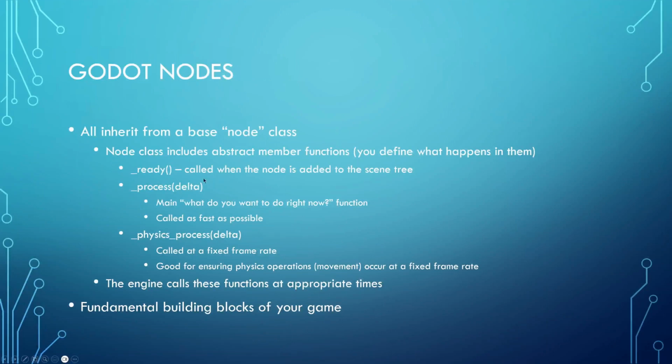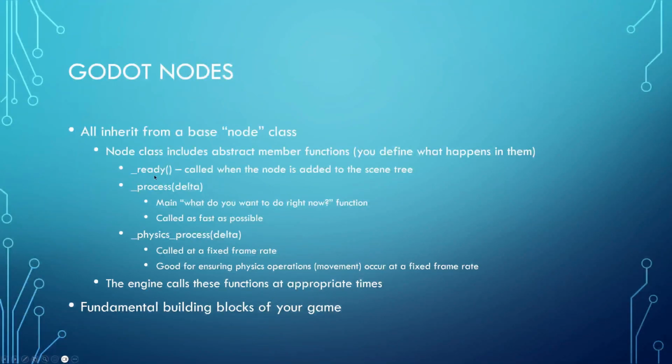It's important to note that it's the engine that calls these functions. We define them in a script that is attached to a node, but we, as the programmers, never call these functions. Instead, it's the engine that calls them at appropriate times. So all nodes are going to have these three functions, and they're going to be called at the appropriate times. But for some nodes, when you don't add these functions, they just sort of get skipped.